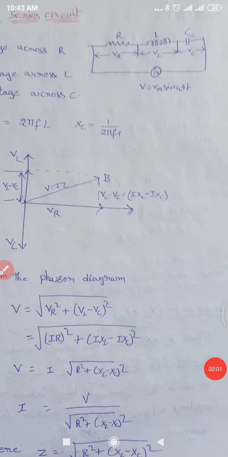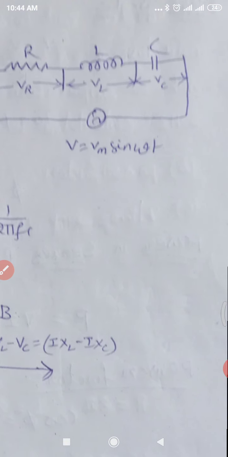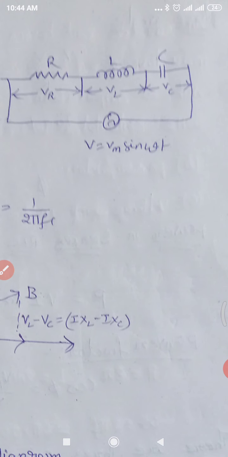Good morning, students. In our last class, we discussed the RL circuit and the RLC circuit. In today's class, we are going to discuss the RLC series circuit. Let us consider a resistor R, an inductor L, and a capacitor C connected in series like this.